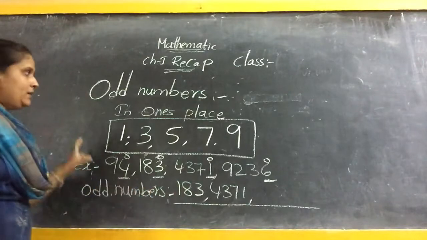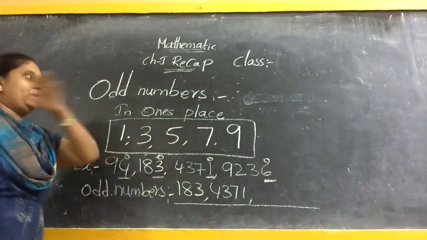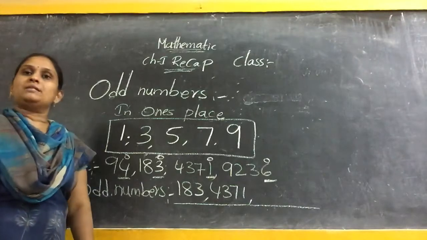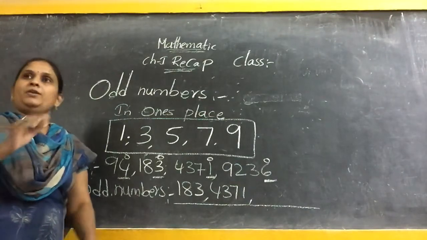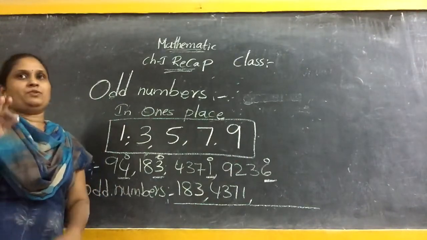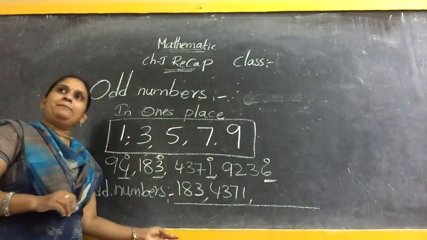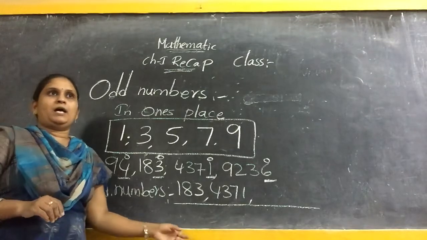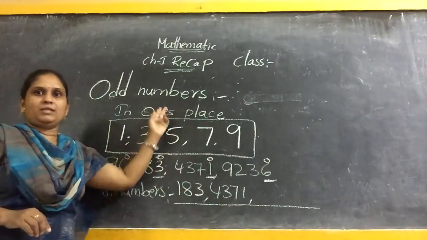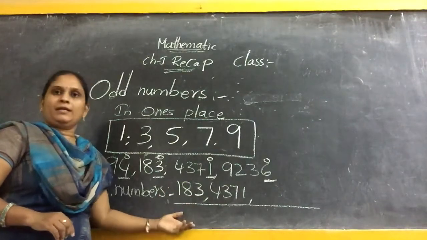Okay. So comparing odd and even, for odd numbers, 1, 3, 5, 7, 9 must be in the ones place, and for even numbers, 0, 2, 4, 6, 8 in the ones place. If you know which digits will be in the ones place for even numbers and which for odd numbers, it will be easy for you to identify even numbers and odd numbers. Okay children, based on this concept we will have some exercises. Now we'll discuss in the next class.